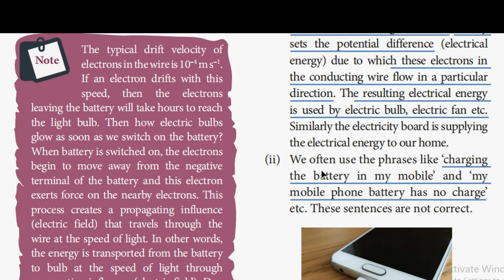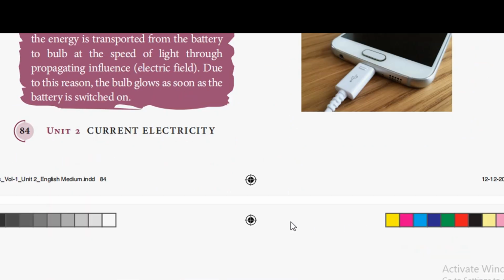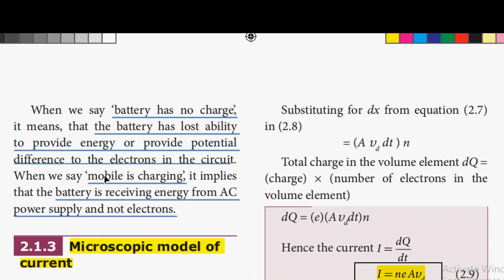The next one is about the usage of phrases like "charging the battery in my mobile" and "my mobile phone battery has no charge," etc. But these sentences are not correct. When you say the battery has no charge, it means the battery has lost its ability to provide energy or potential difference to the electrons in the circuit. When you say the mobile is charging, it implies that the battery is receiving energy from the AC power supply, and not the electrons.